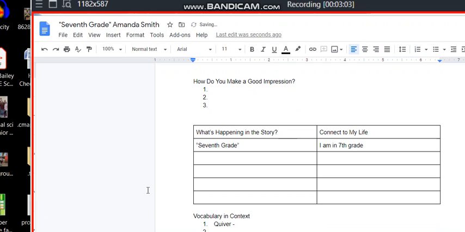Once you have those completed, you can start reading the story. Remember, as you read, to go back and fill in that table on what's happening in the story, and then try and connect it to your life.